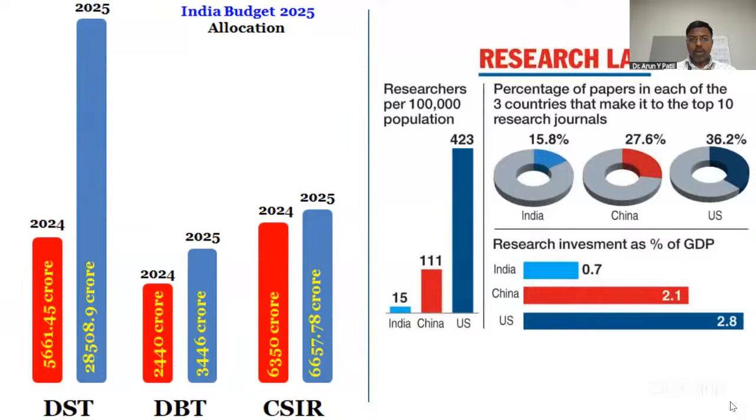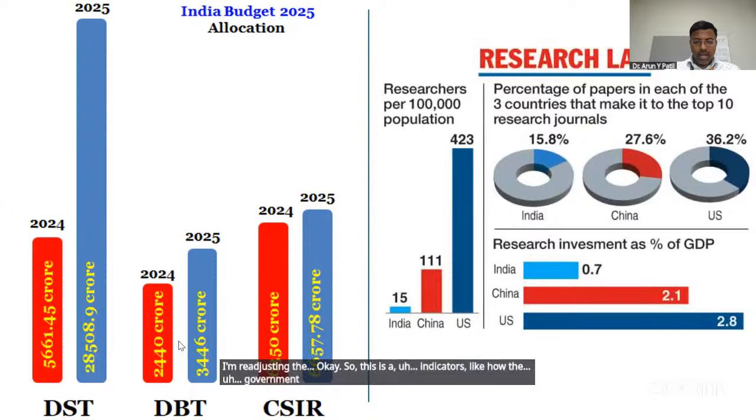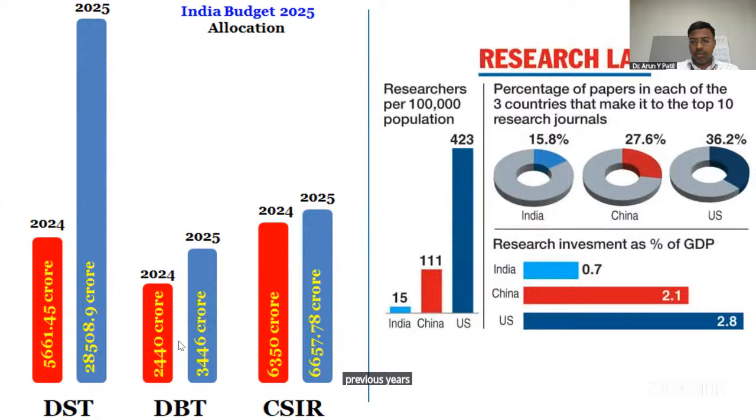Okay, so these are indicators of how the government has taken an initiative compared to the previous years. So this will give you a glimpse of how exactly the central government is taking an initiative. If you see 2024 to 2025, there is a big leap in current funding, especially for research usage.